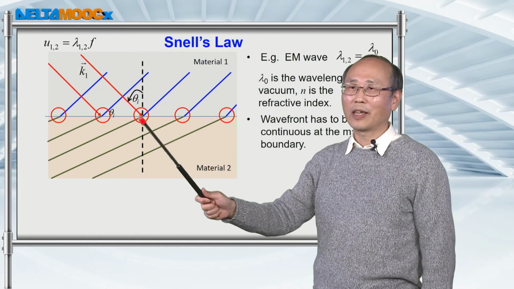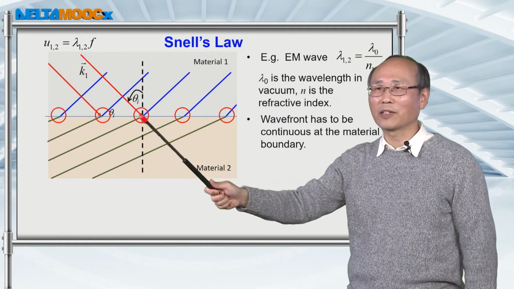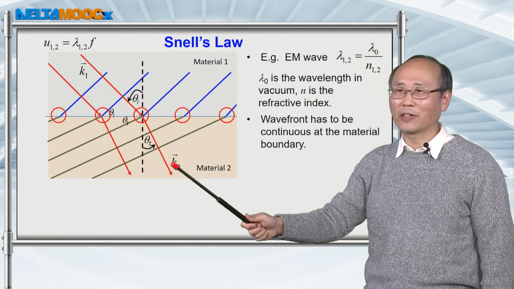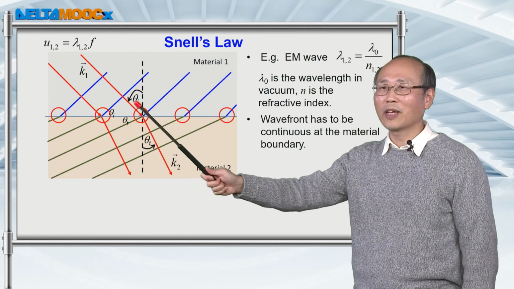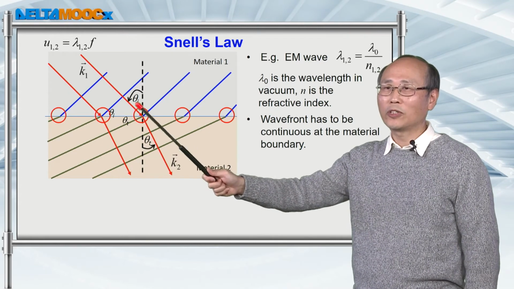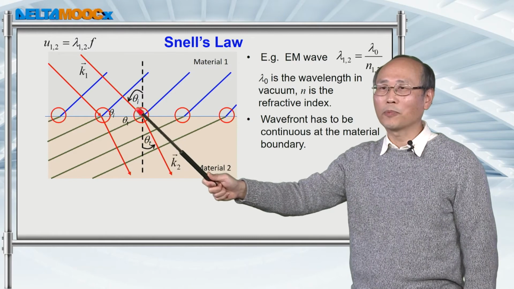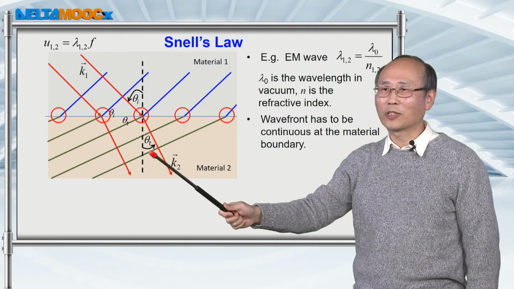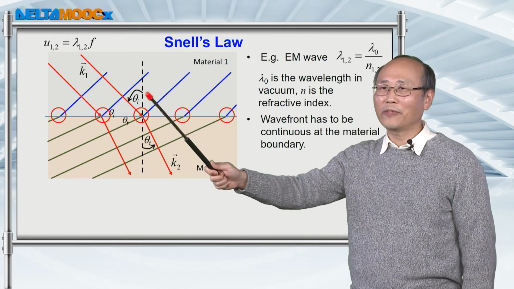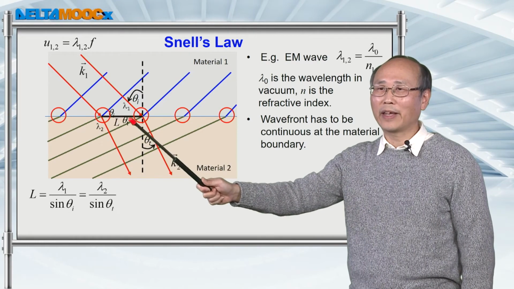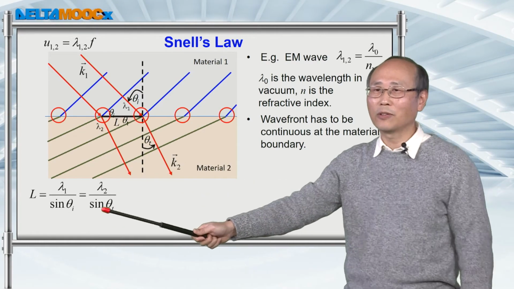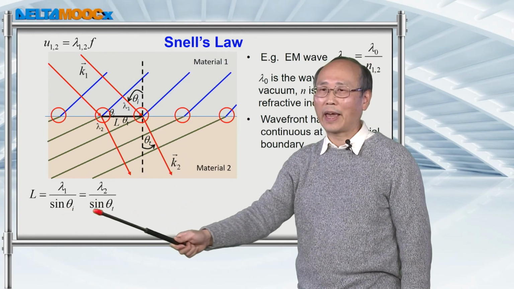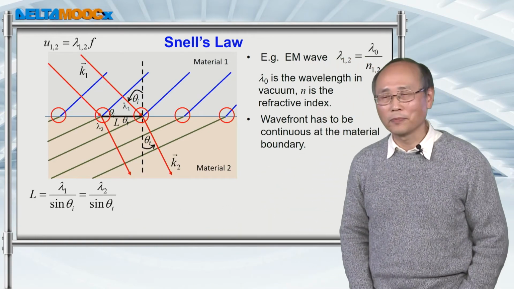Given this condition, we draw the k vector, the wavefront vector for the first wave, and also draw the k vector for the second wave. And you can see a so-called incident angle, which is the angle between the k vector and the surface normal direction. And you have the transmission angle, theta t, right here. Given these two angles, if I calculate the length of this L, then I can relate the wavelengths in these two materials through the incident angle and the transmission angle.